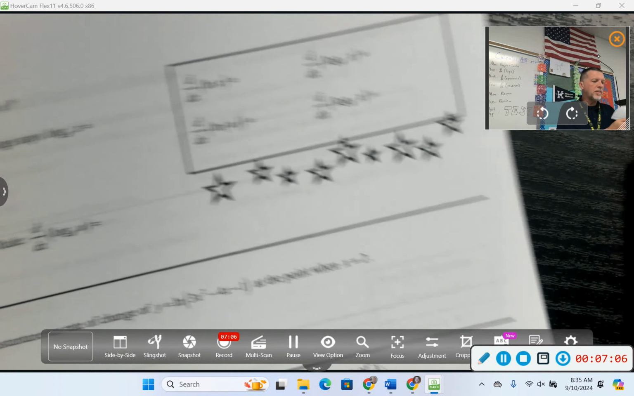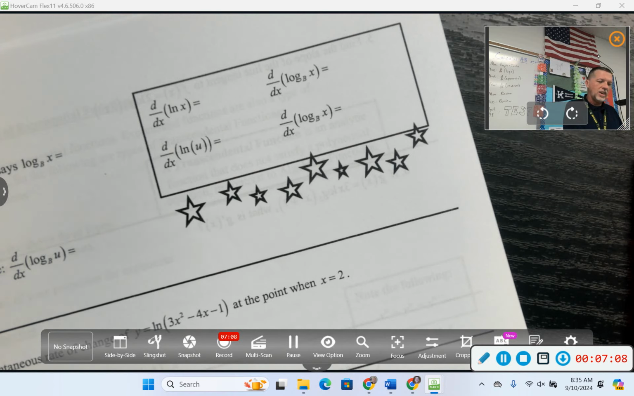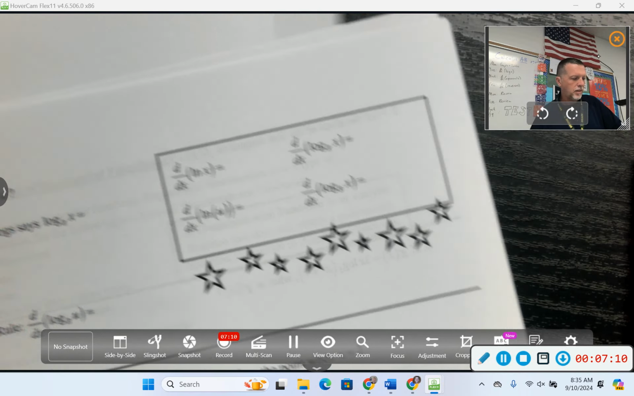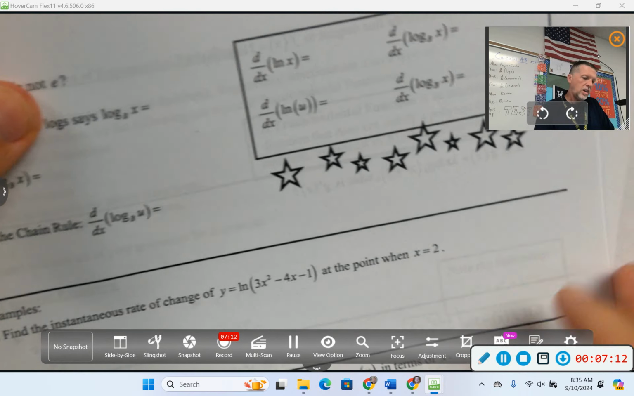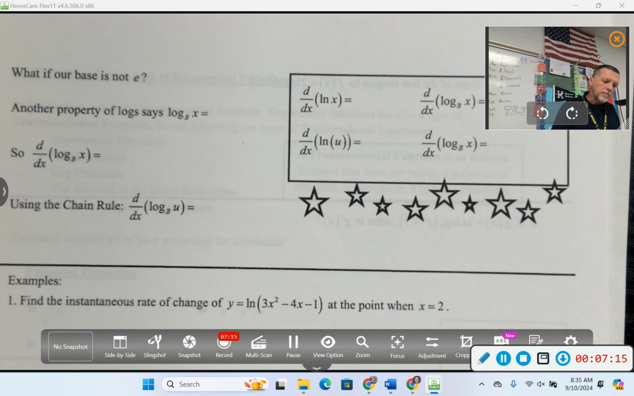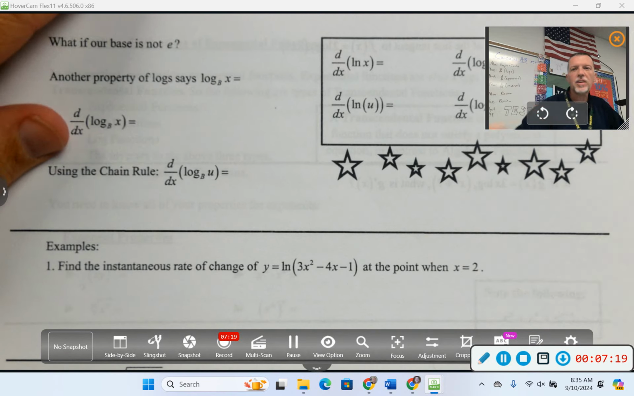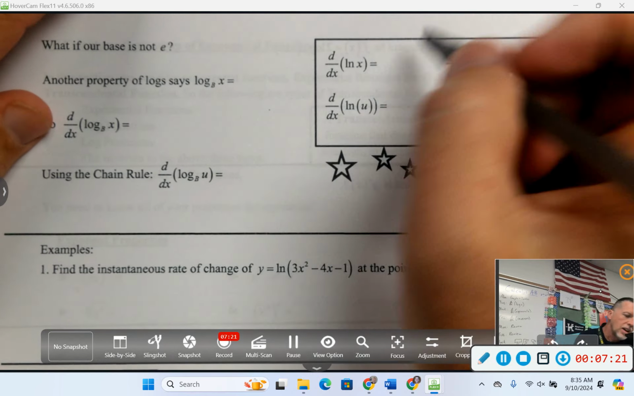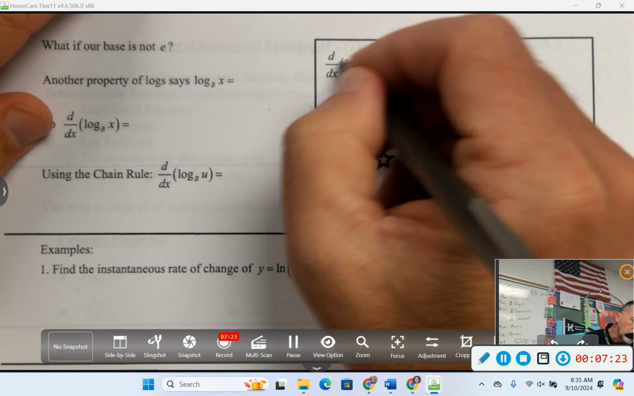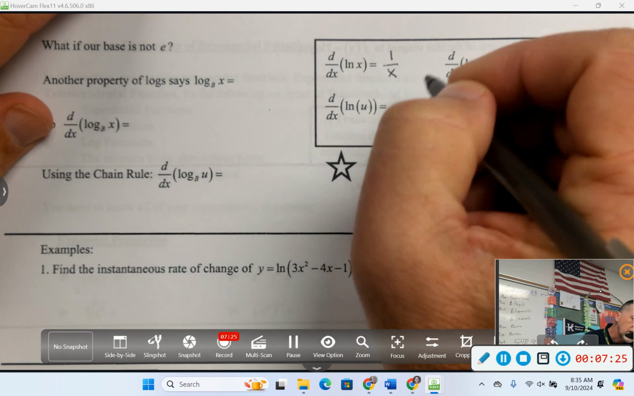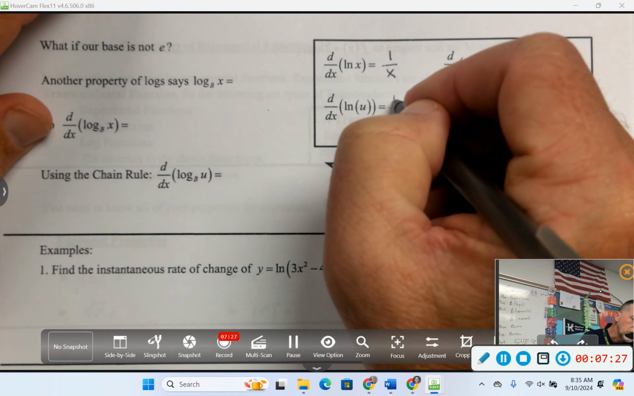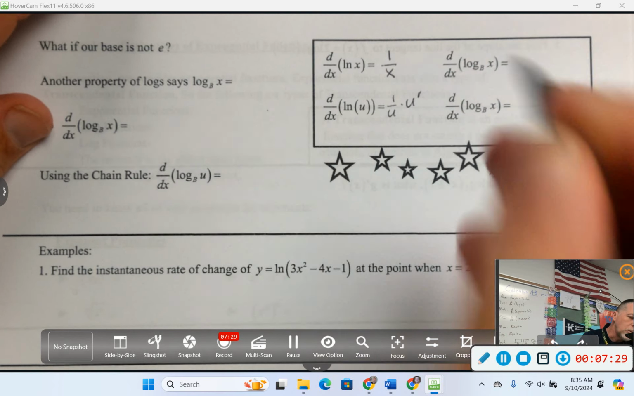Okay, well that's just the base of e, which we like because it makes things nice, but we don't always have a base of e. Again, we could go through log properties, but I think it's easier if we just fill in the blanks here. The derivative of natural log is 1 over x. The derivative of natural log of u is 1 over u times u prime.